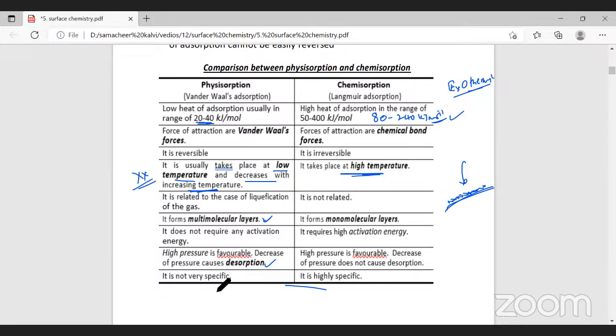And physical adsorption is not specific. Whether you use a duster, whether you use a cloth, whether you use any other sponge or any material, you can erase what is on the board. That is why we say physical adsorption is not specific. But chemical adsorption, due to the formation of a chemical bond, this chemical adsorption or chemisorption is highly specific. This is the difference.